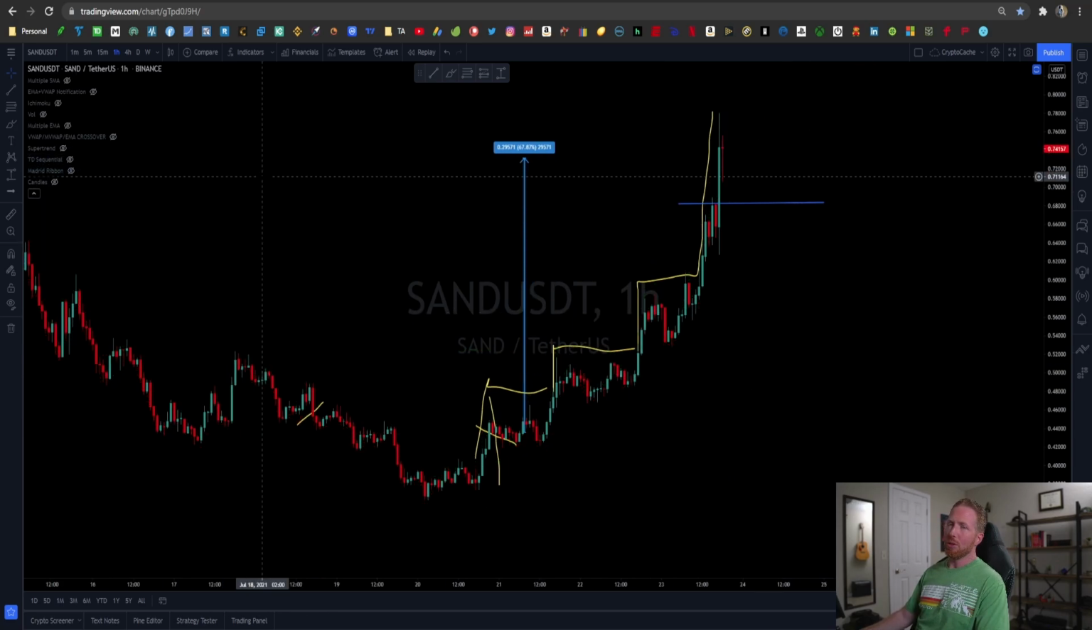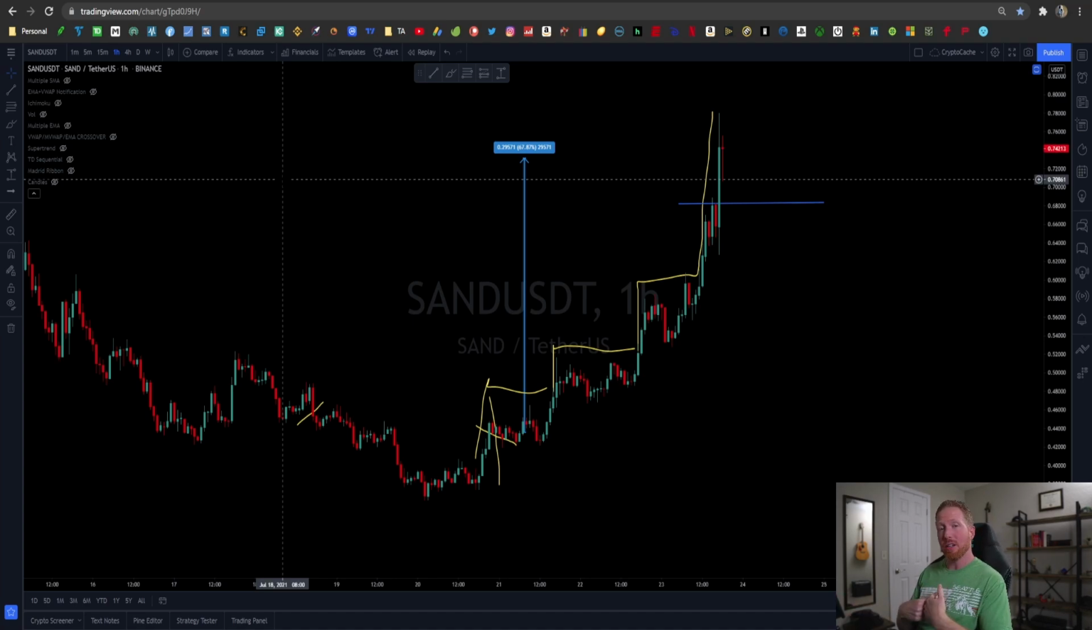Again, TD sequential, Ichimoku cloud, only used on the 1 hour chart. I'm sure there's going to be a lot of people that say otherwise, but to me, I have the most success there. TD sequential has more flexibility. You can technically use it on the 4 hour and the 1 day chart. In fact, it's proven to be very beneficial in those time frames.